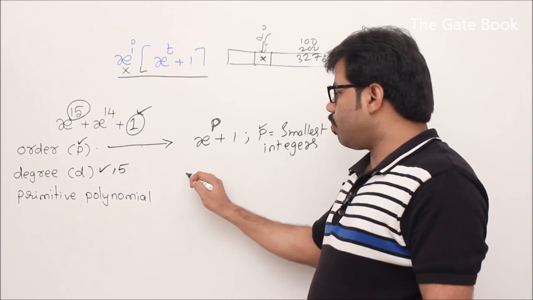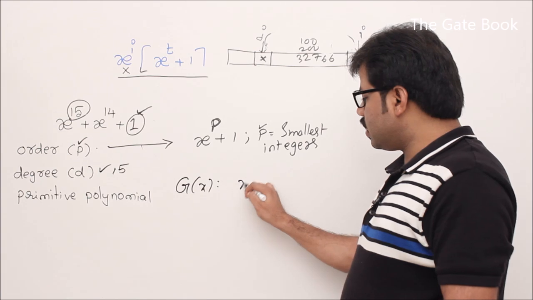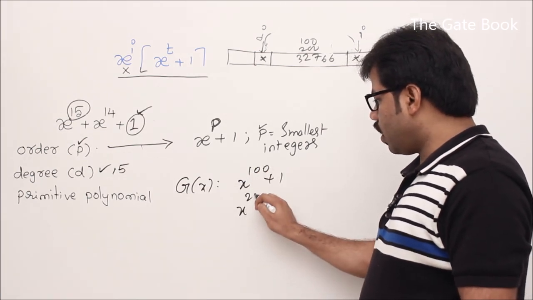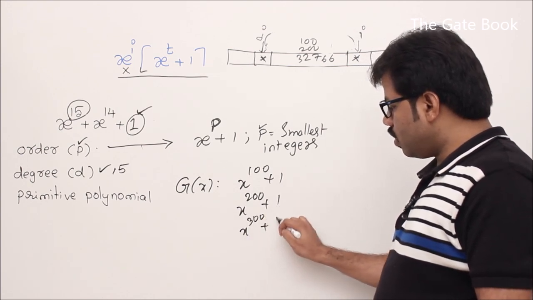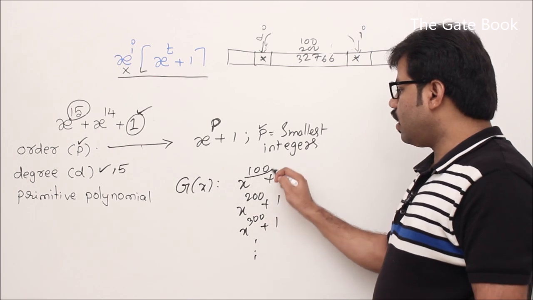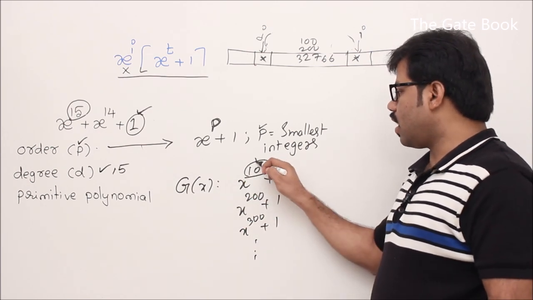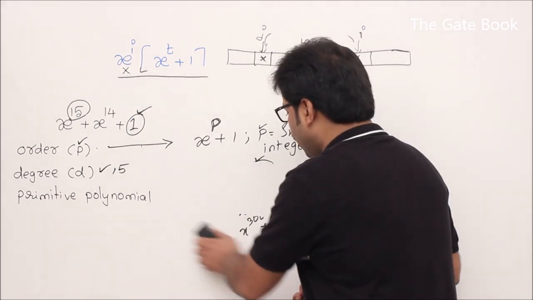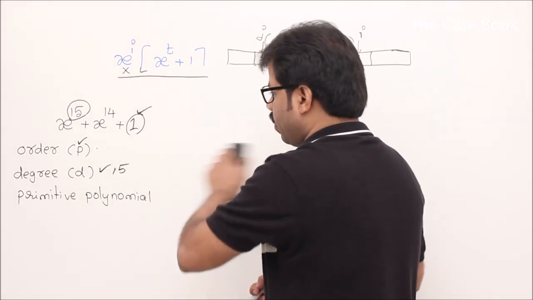For example, let's take one polynomial g of x. That g of x is dividing, let's say, x power 100 plus 1 and x power 200 plus 1, x power 300 plus 1, and so on. Then we say that 100 is the least number among all such x power k plus 1, right? Then this 100 is called the order of such a polynomial. Remember it. So finally, you understand what the degree and the order of a polynomial are.